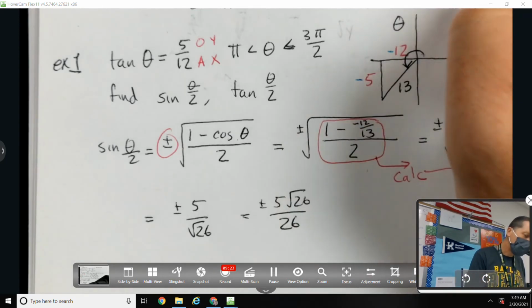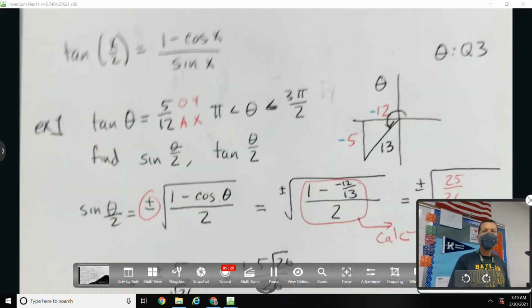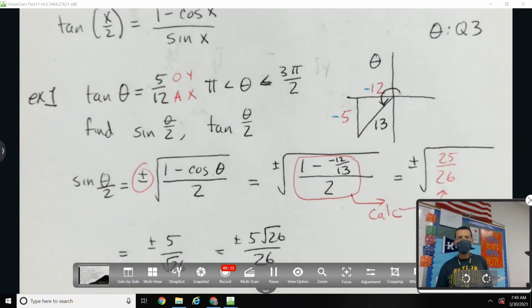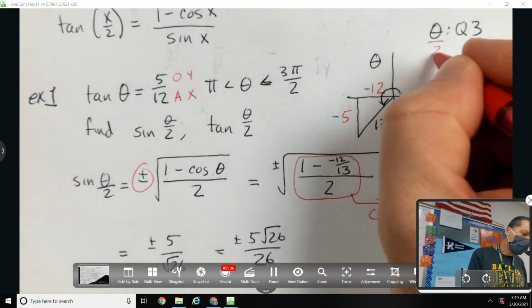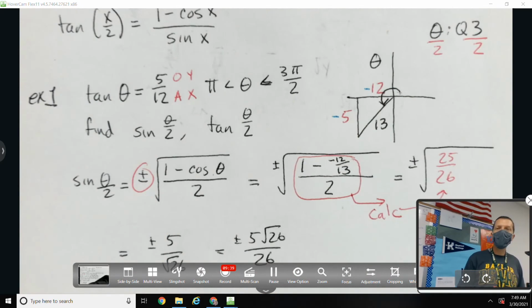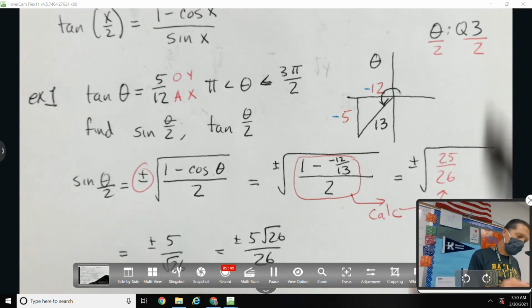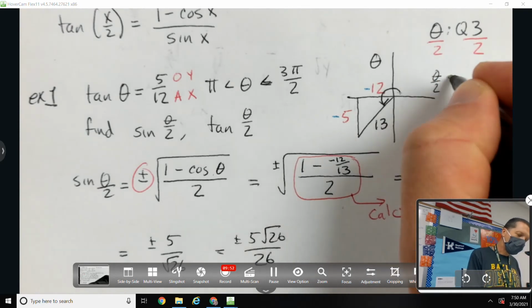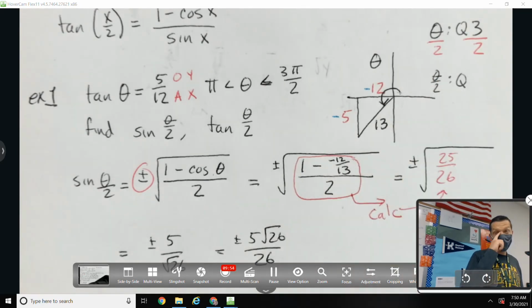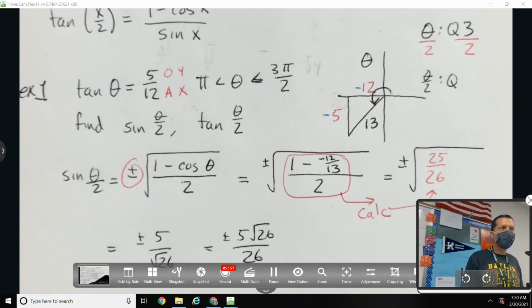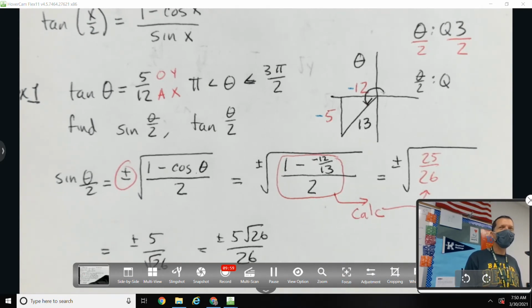Here's how I think is the easiest way to do it. Theta is in quadrant 3. Everybody can handle that, right? Theta is in quadrant 3. That means theta over 2. This is sort of made up algebra, but it works. I can divide both sides by 2, right? That's legal, sort of. So theta over 2, I'm going to get real fishy here. What's 3 divided by 2?